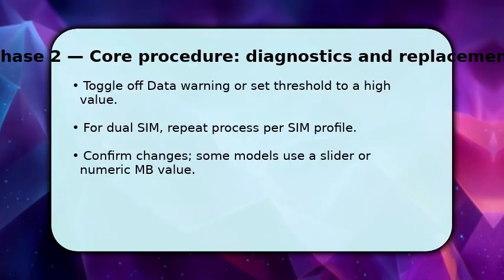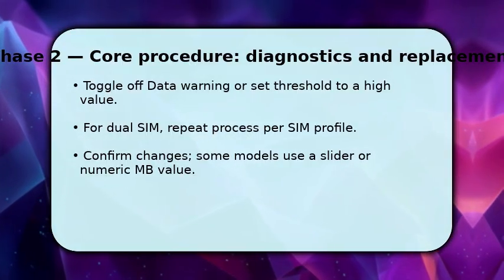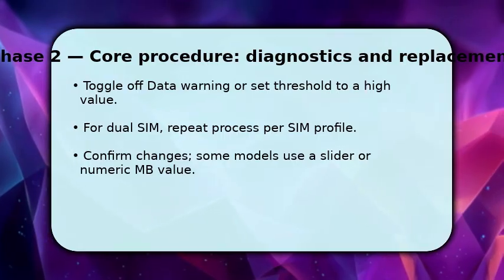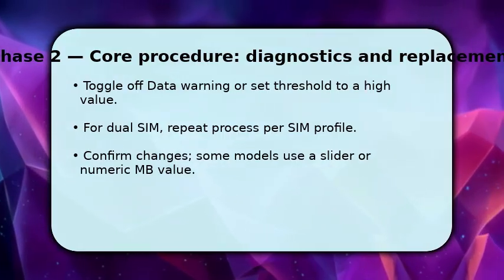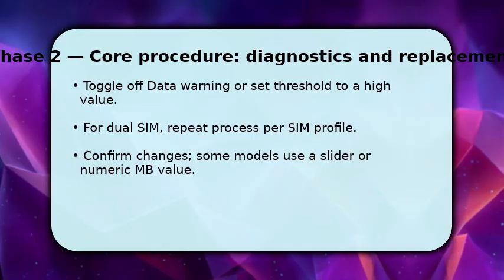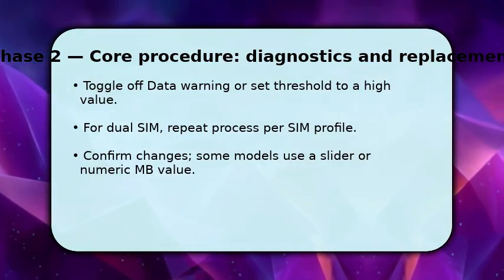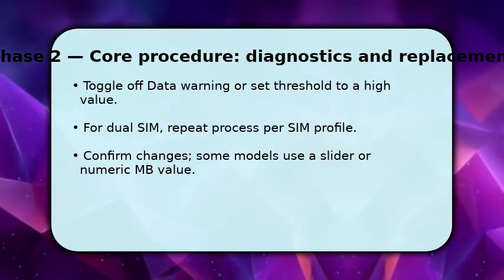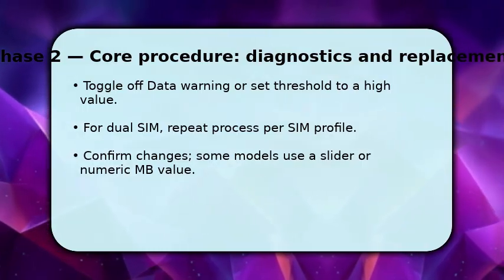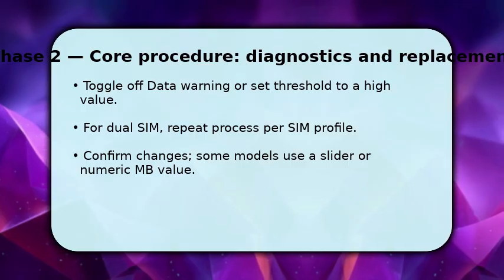This effectively disables recurring warnings. You may see a slider or a numeric field in MB. Enter a number like 99,999 to prevent alerts. Make sure to repeat the same steps for the other SIM if you use dual SIM. After changing values, press back to ensure the new setting is saved.